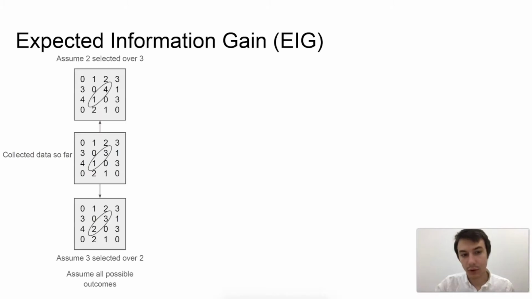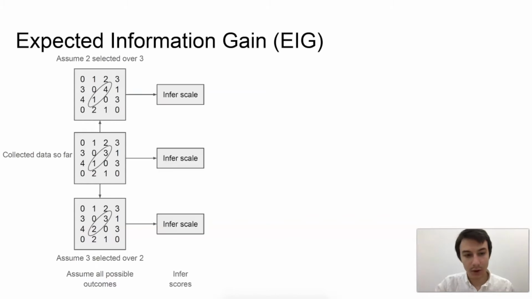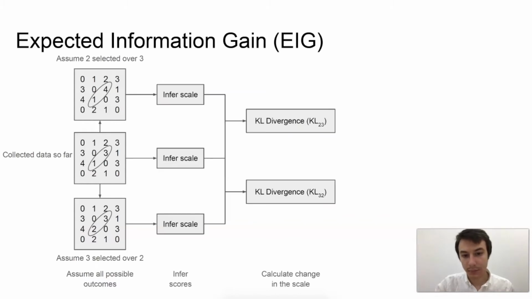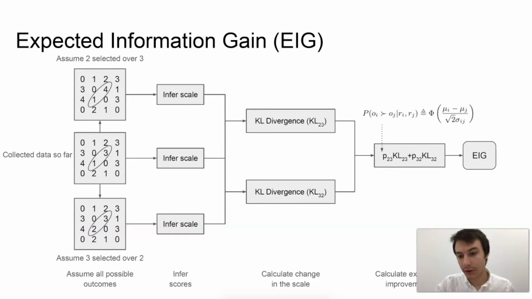We then simulate all possible comparison outcomes for every possible pairing. At the top, we simulate the outcome for 2 selected over 3, and at the bottom of 3 selected over 2. We then infer the scale and compare the scales with their original data and assumed possible outcomes with the KL divergence. And then we calculate the expected information gain with respect to the probability of the comparison outcome.